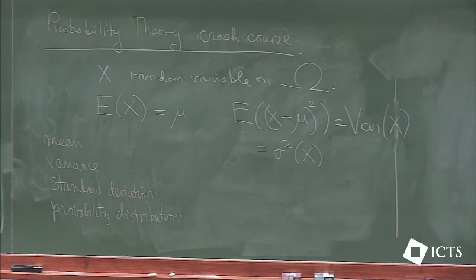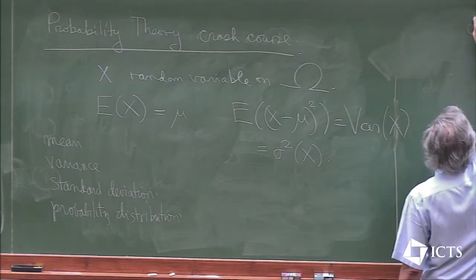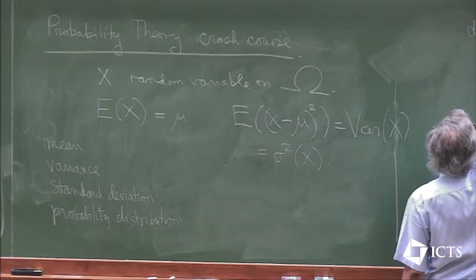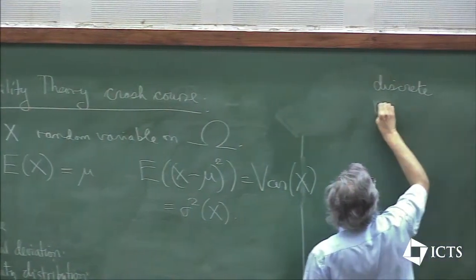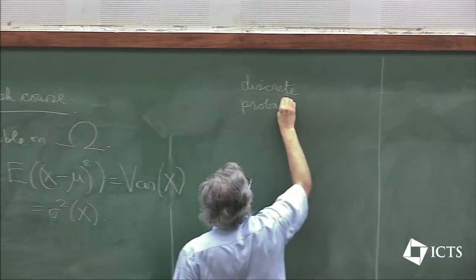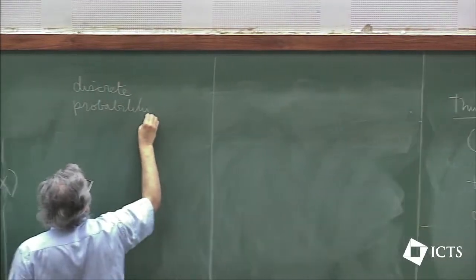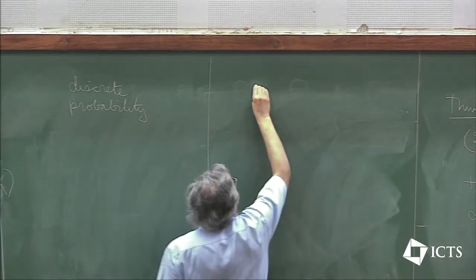So I'm going to write down here columns: discrete probabilities, continuous probabilities.